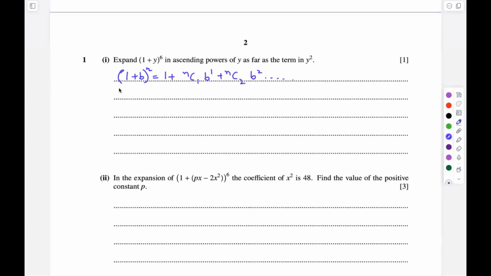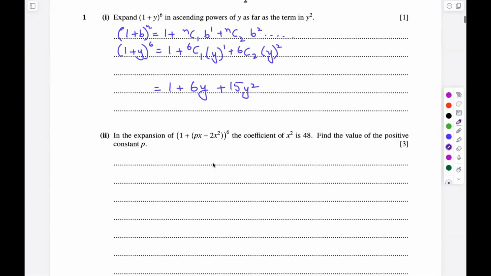So in this question, we have (1 + y)^6. So this will be equal to 1 + 6C1 y to the power 1 + 6C2 y to the power 2. And as we just have to expand till the term in y squared, we leave it at 6C2 y to the power 2. So 6C1 will become 6, this will become 6y, plus 6C2. If we substitute this in the calculator, that is equal to 15. So that will become 15y squared.